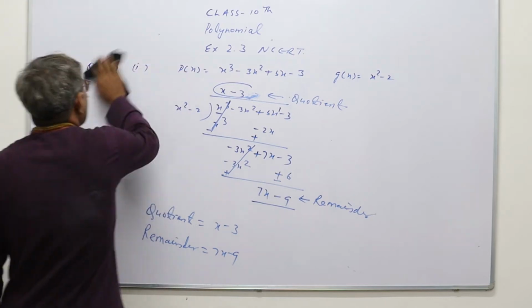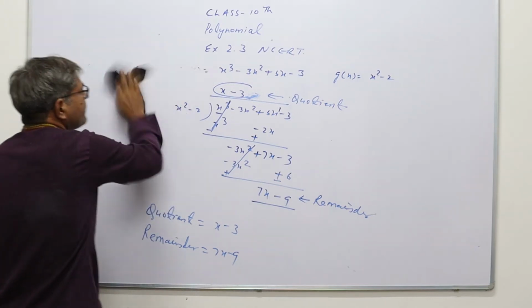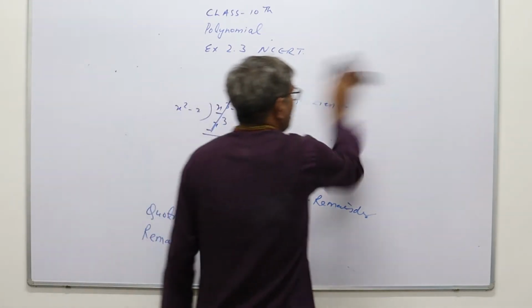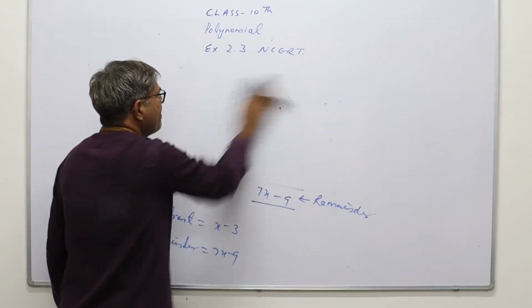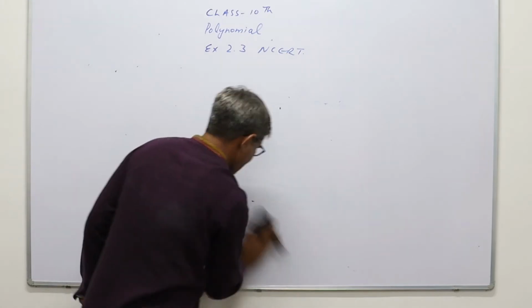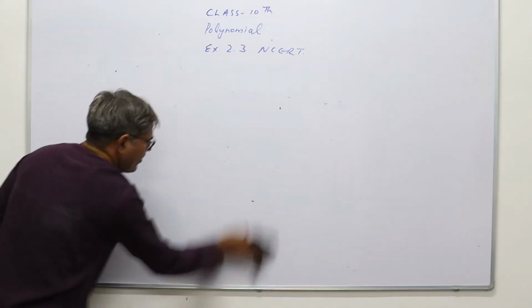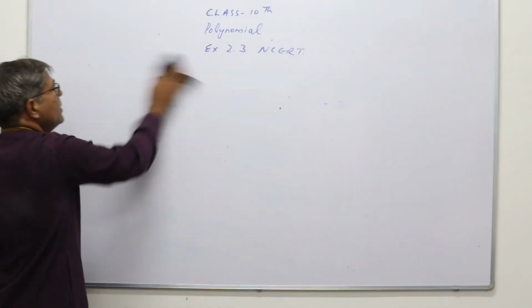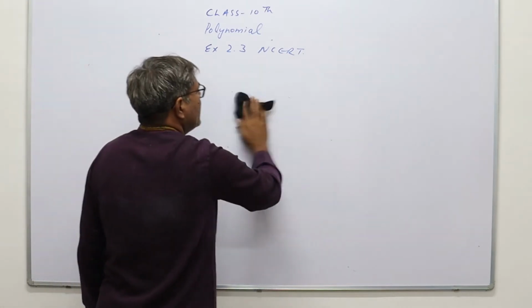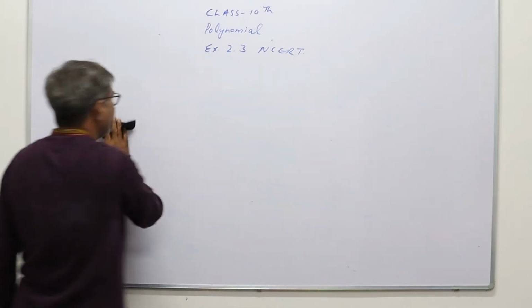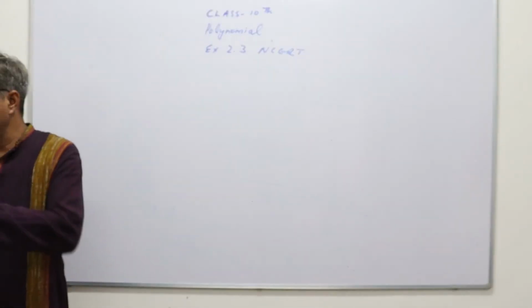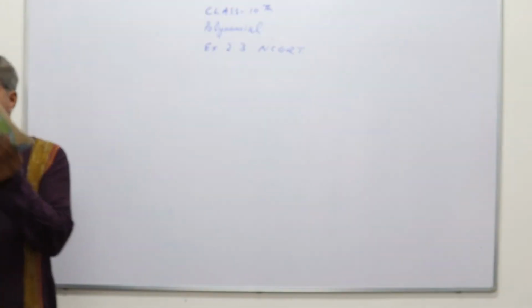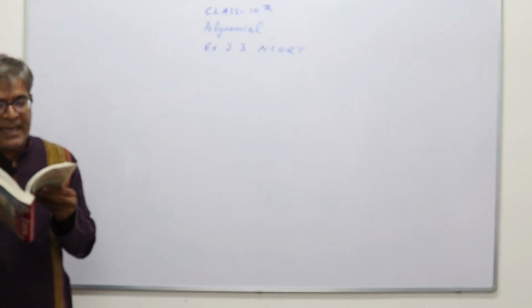Now let us see the second part of question number first. When we have to divide two polynomials, the most important thing is that first of all we have to write the given polynomials in the decreasing order of their degrees.